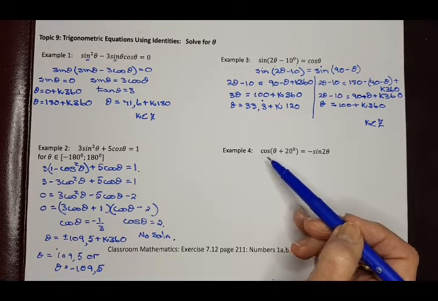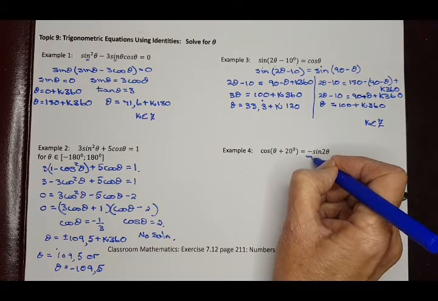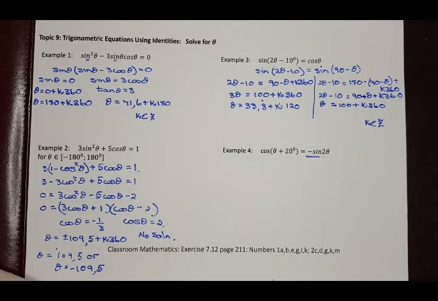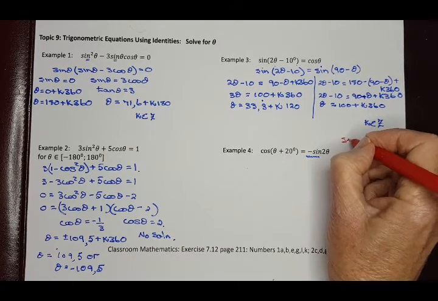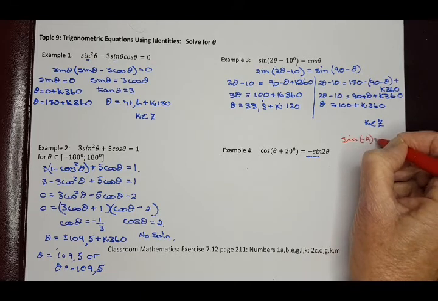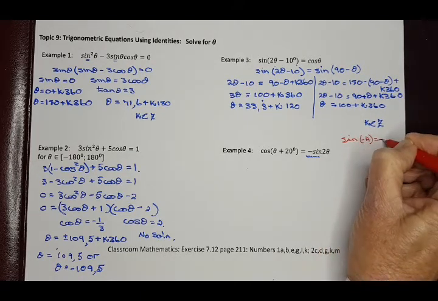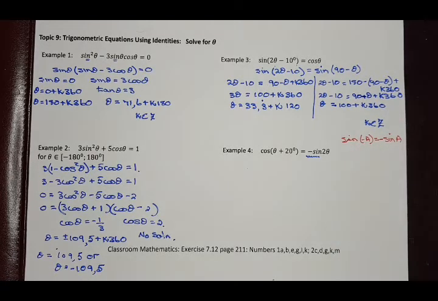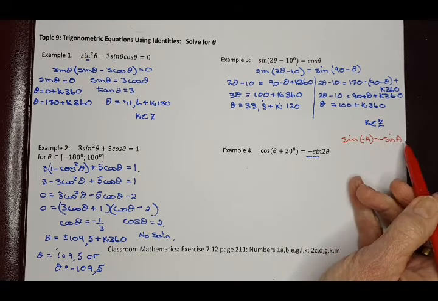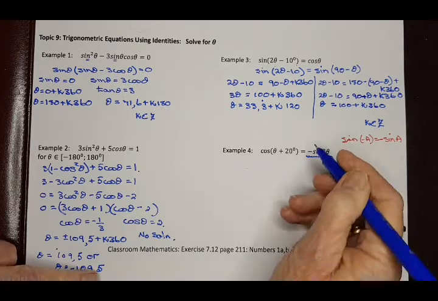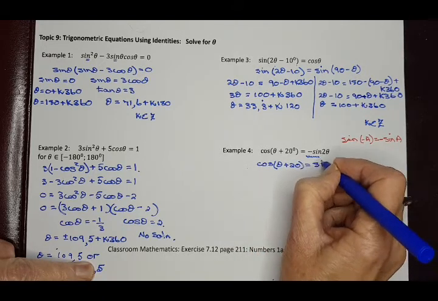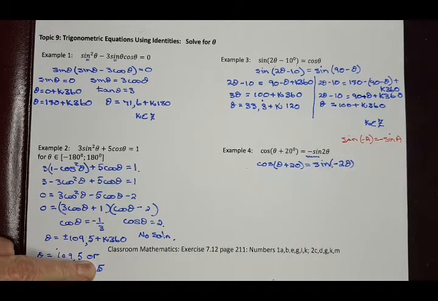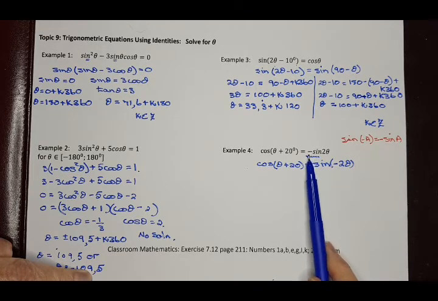Example 4 is also going to use your cofunction and complementary angle. The only additional complication here is the fact we've got a minus sine 2 theta. Remember the reduction formula that says that sine of a negative angle, okay, so sine of, let's say, minus A is equal to what quadrant, fourth, what sine, negative, what axis, x, what ratio, it stays the same. So sine of negative A is equal to minus sine A. I'm going to use that reduction formula here to write cos of theta plus 20 is equal to sine of minus 2 theta.